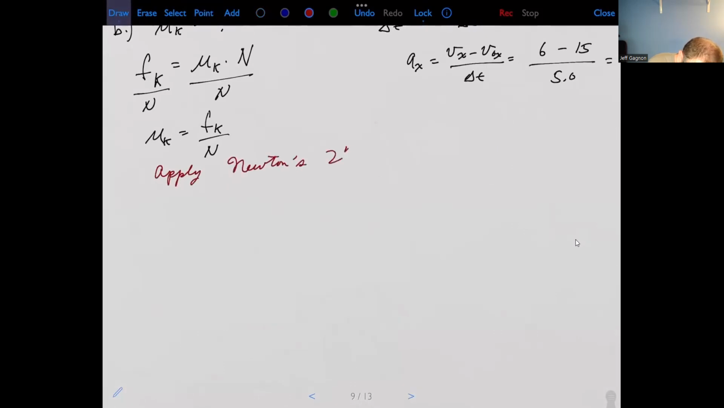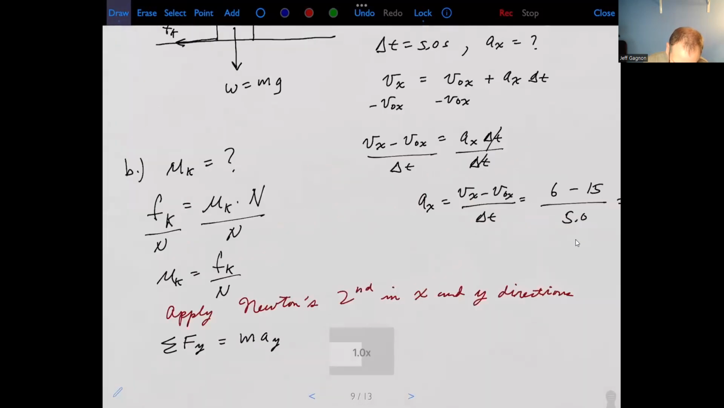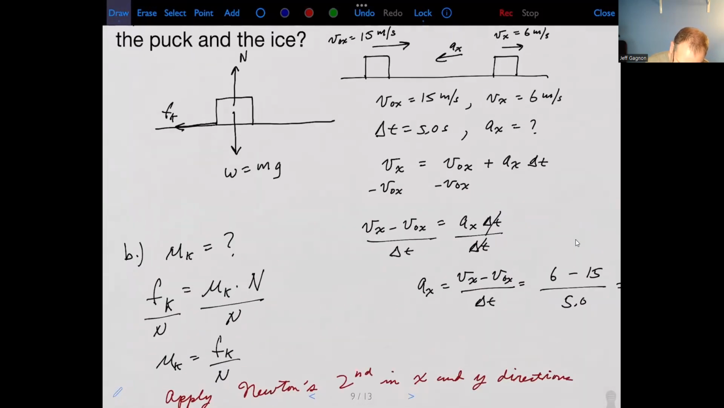Newton's second law in x and y directions. Okay, I'm going to do the y direction first. So that says that the sum of the forces in the y direction must equal m-a-y. Now, what are all the forces acting on the object? Well, remember I drew a free body diagram here.